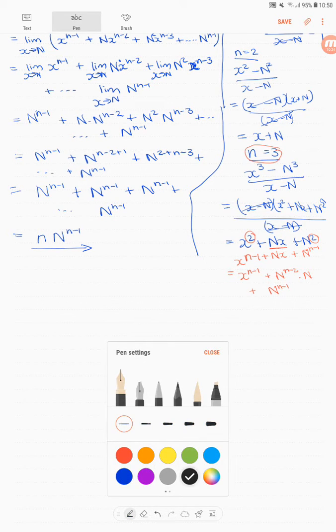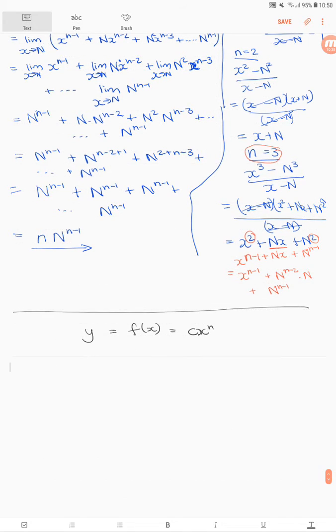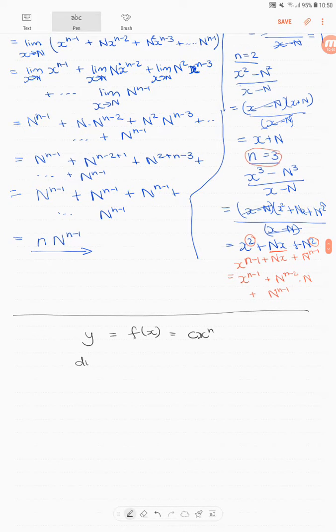We can generalize this to the function y equal to f of x equal to some constant c times x to the power of n. The derivative of this function will be equal to the exponent times the constant, which is c times n, and then our variable x to the power of n minus 1.